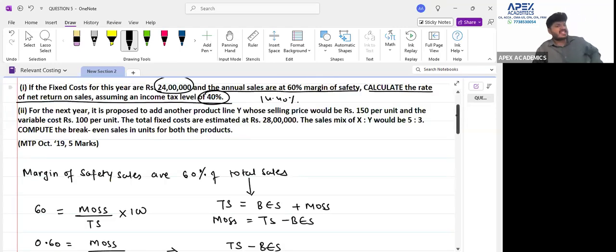Now let's go to your second one. For the next year, it is proposed to add another product line Y. Means there will be a new product whose selling price is 150 and the variable cost is 100.